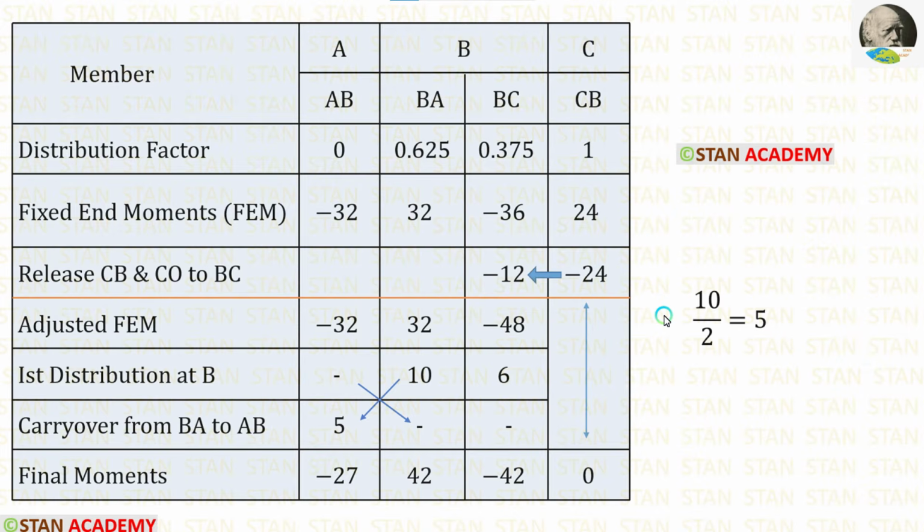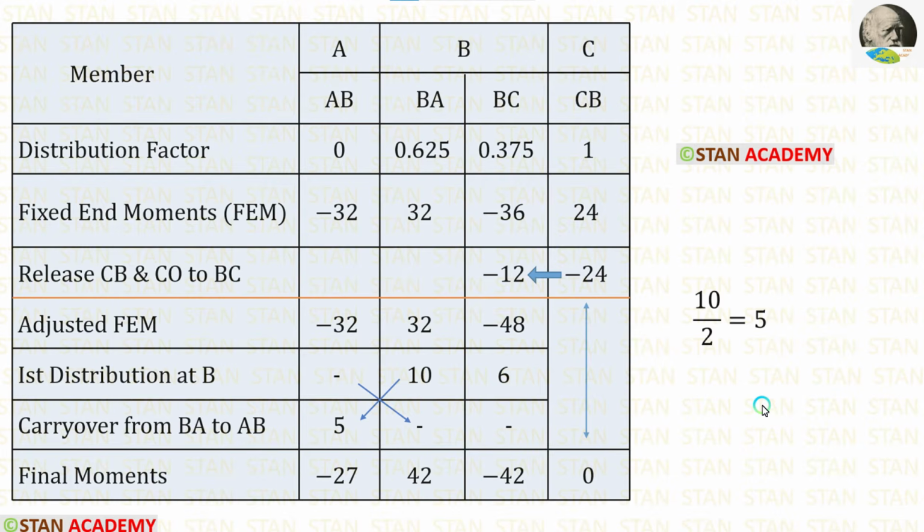Now we have to make the carryover. We cannot make the carryover between BC and CB because we have already released CB and made it 0. Only between AB and BA we can make the carryover. For AB there is no distribution, so we cannot make the carryover. From BA, half of 10 will go to AB. 10 upon 2 is equal to 5. Let us apply that.